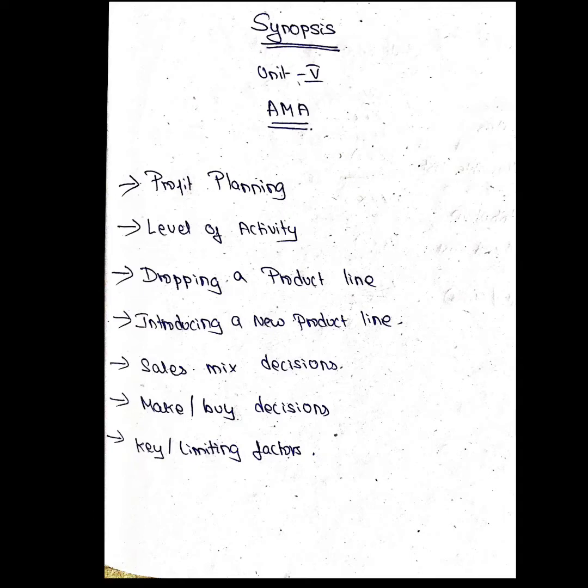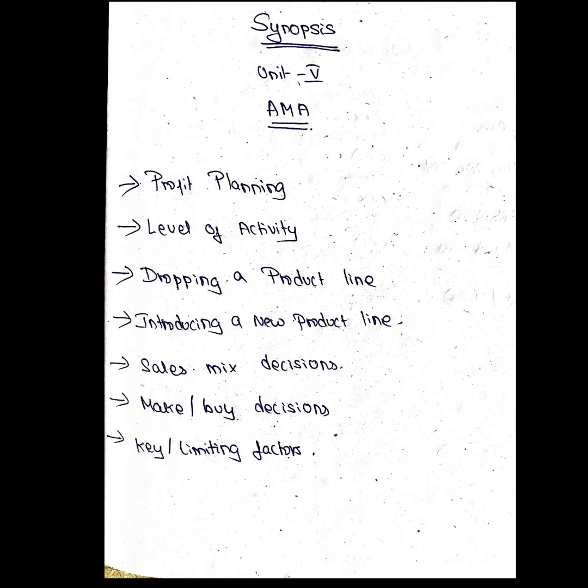In the last video we saw profit planning and level of activity. In this video we are going to see dropping a product line, introducing a new product line, sales mix decision, make or buy decision, and key limiting factors. The third and the fourth ones, dropping a product line and introducing a new product line, we will study together.